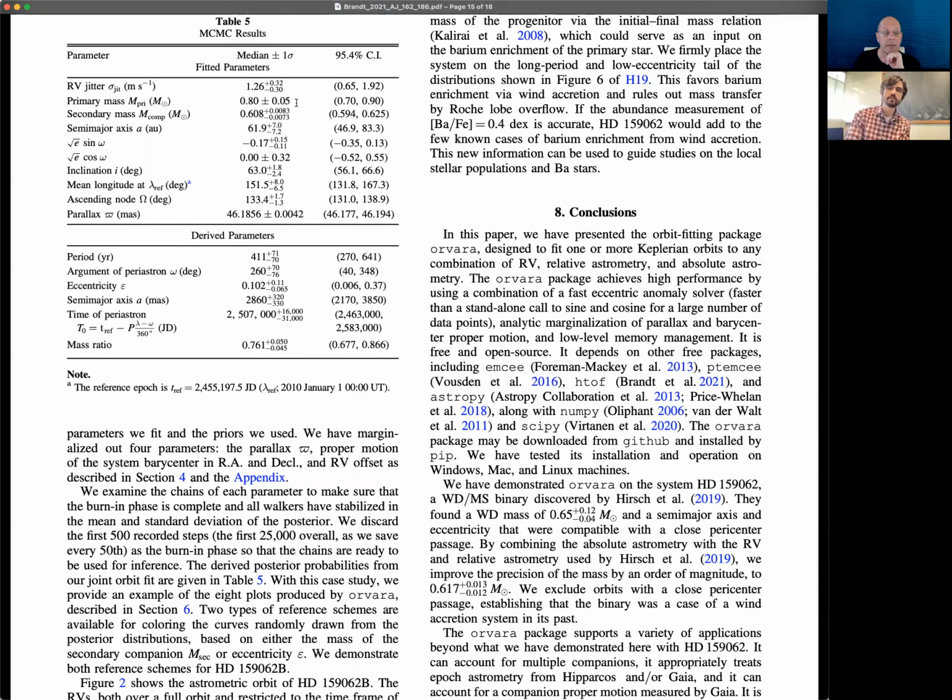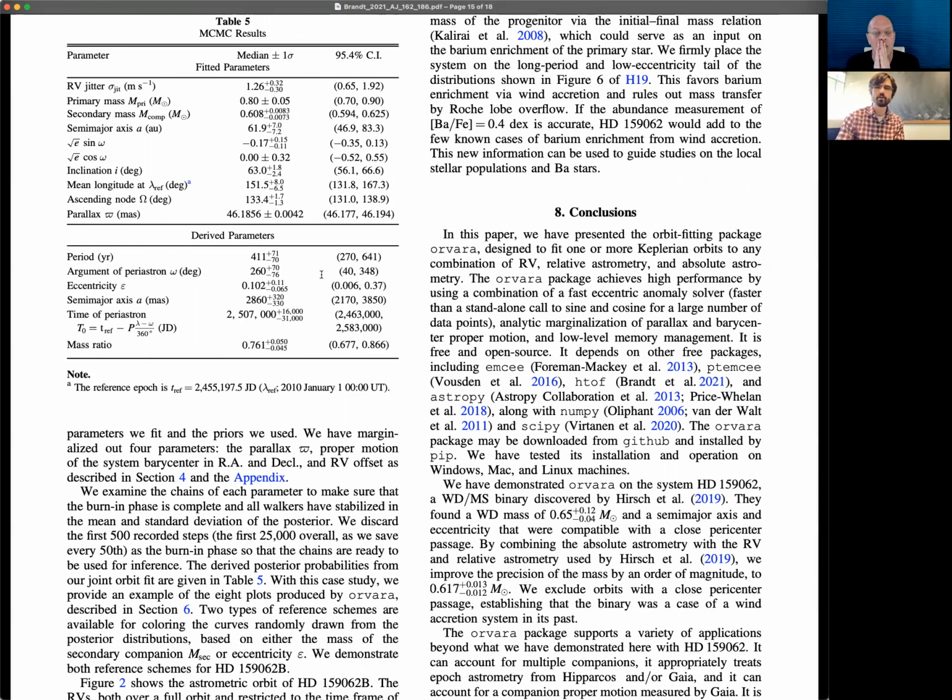This lists the parameters that we fit. And if you want to make a table like this, the code gives you the option to output something in pseudo LaTeX format. So it should be pretty straightforward to make something along these lines, including these fitted and derived parameters.